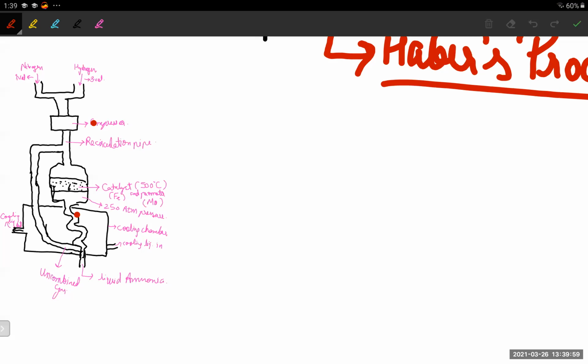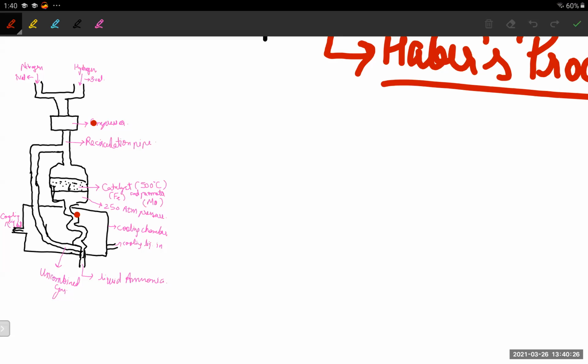So as you all can see, nitrogen and hydrogen are coming in the ratio of 1:3, and they are going straight to a compressor which makes them move at a very high speed. They are getting a very large surface area, and then they go into a very narrow pipe, as you can see, known as the recirculation pipe, so that there is very high pressure.